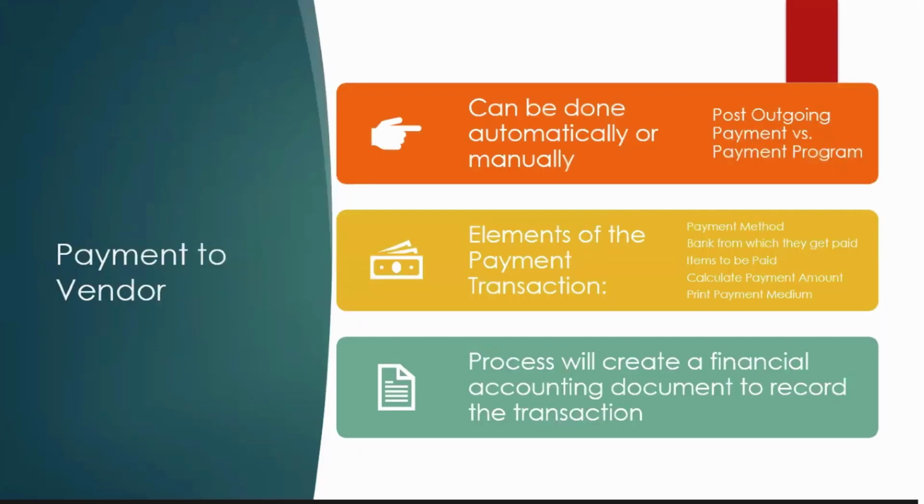Okay. So payment to the vendor. Just so we summarize, we create a purchase order, we receive the goods, we receive the invoice, and now we are at the stage of payment to the vendor. The payment can be done automatically or manually.